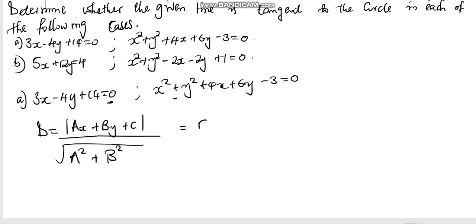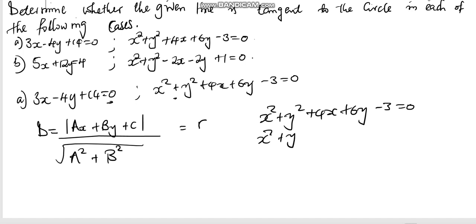Okay, so now let's go ahead and get our radius. The equation that we have is x squared plus y squared plus 4x plus 6y minus 3 equal to 0. The general equation of a circle is x squared plus y squared plus 2gx plus 2fy plus c equal to 0. So we equate the coefficients to get the value of g, also the value of f, and c will be equal to negative 3.